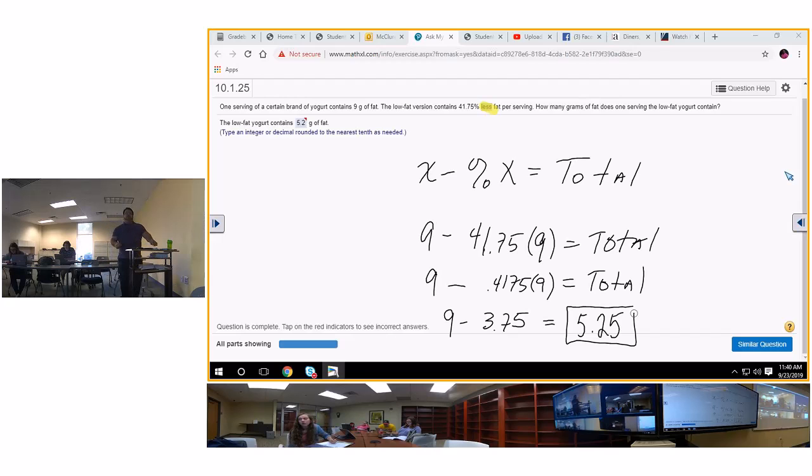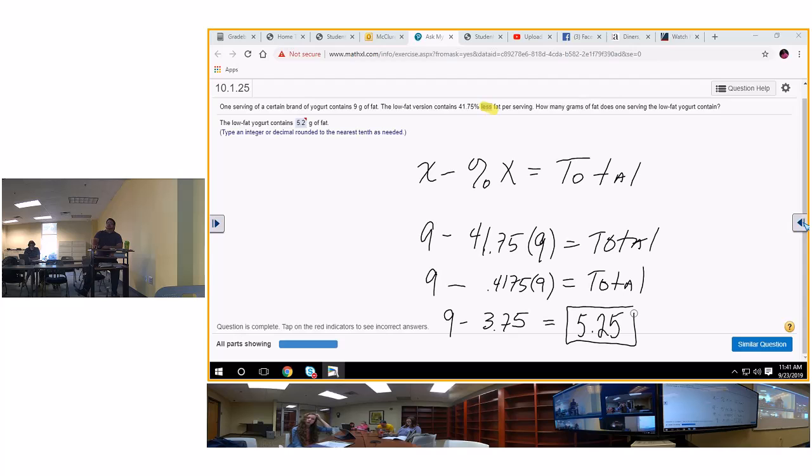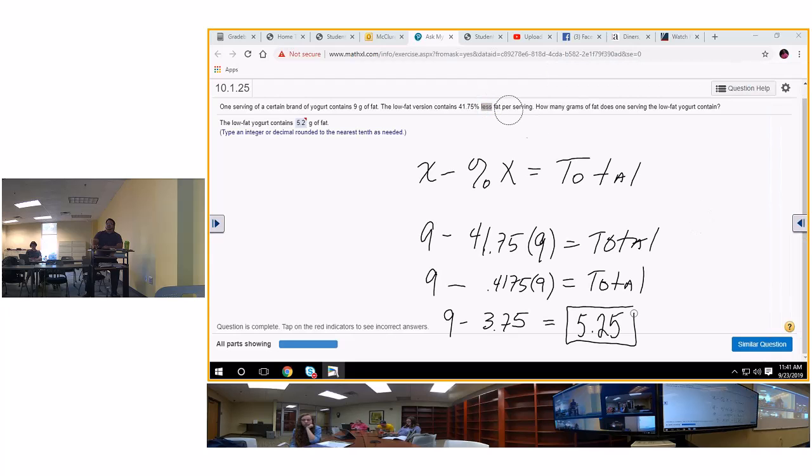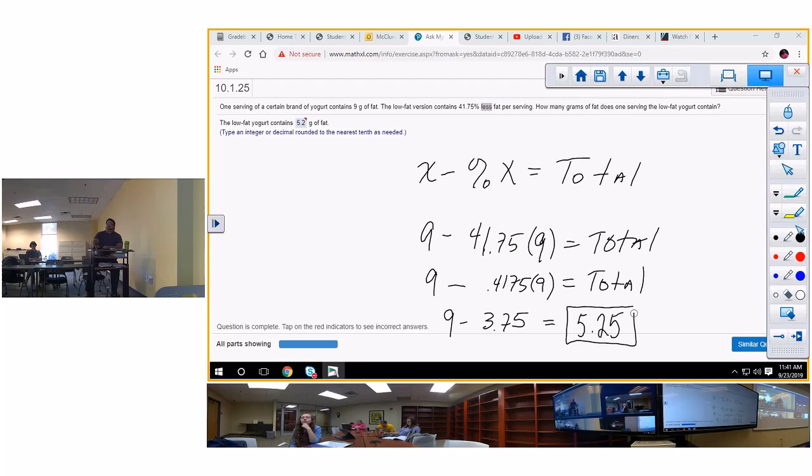Or 5.3 or 5.2. I'll take either answer, 5.3 or 5.2. Is that a trick question? Yes, it's a trick question because when you read it, you think 41.75% of. You don't think less. And it took me twice to read it. So I would not give you that as a test question because it can be tricky. So make sure you highlight the word less. That's right. And that less goes with that negative right there.